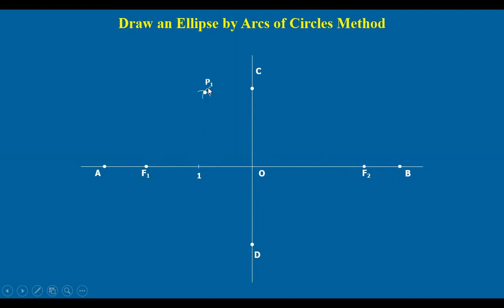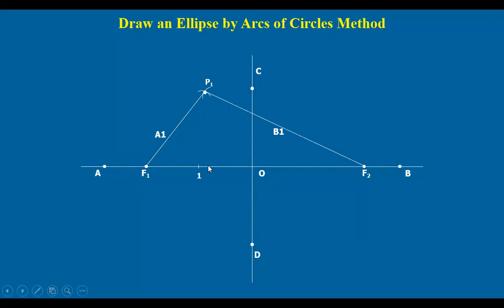I call this point P1. This distance is A1 and this is B1. The meaning of it is that the point P1 is on the ellipse curve. Why? A1 plus B1 is nothing but the major axis. That's why this point P1 is on the curve. So using this principle, the characteristic of the ellipse, we are going to construct the ellipse.